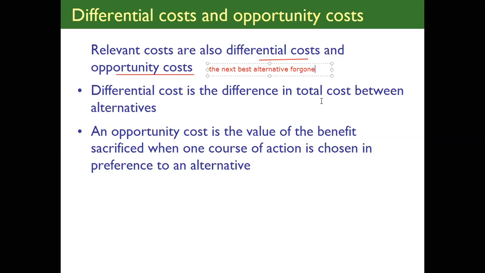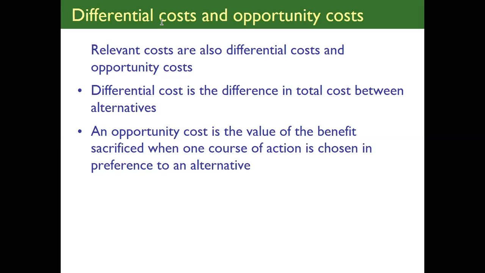Differential cost is the difference in total cost. Differential means incremental, it means additional. An opportunity cost is the value of the benefit sacrificed when one course of action is chosen in preference to an alternative. So what you sacrifice, that is your opportunity cost. A very important concept. We will use it in F5 and it will be very extensively used in F9 also.